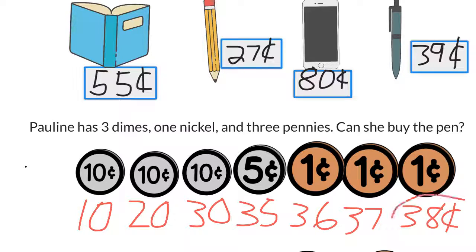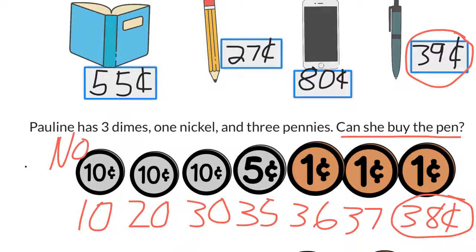So now that we have our total, we need to compare that to what it's asking, can we buy? So can we buy the pen for 39 cents? Well, we only have 38 here. The pen is 39 cents. So our final answer for this one is no, we cannot buy the pen.